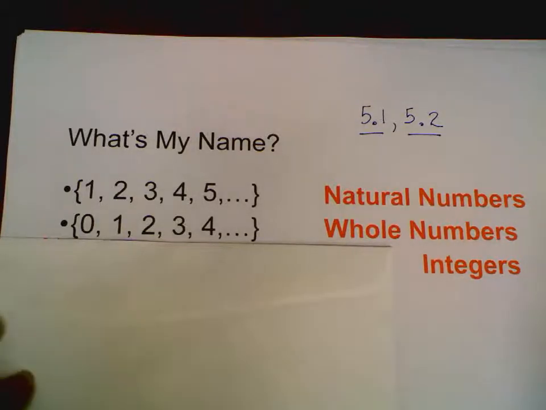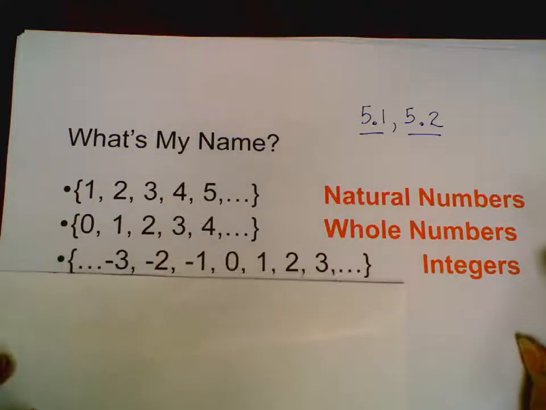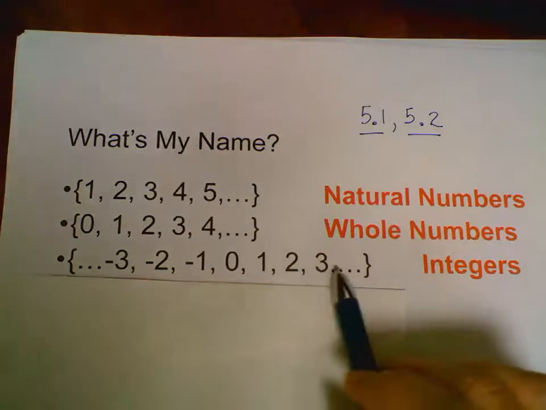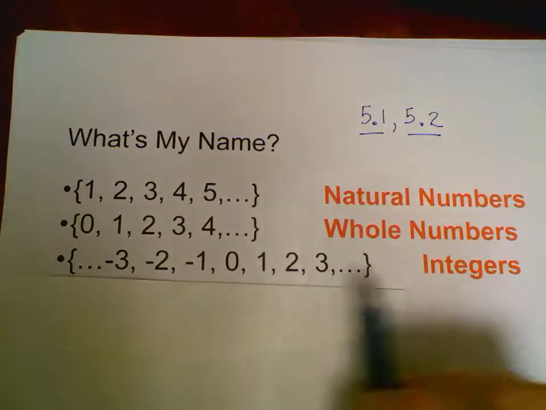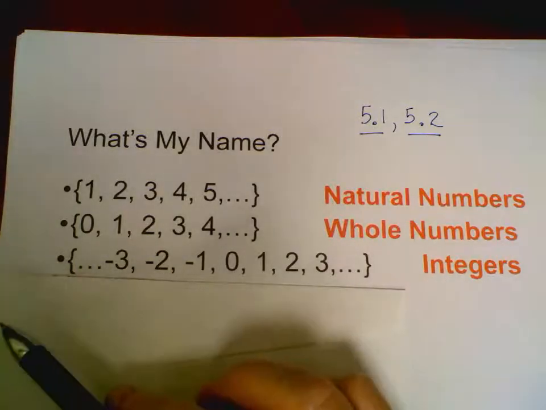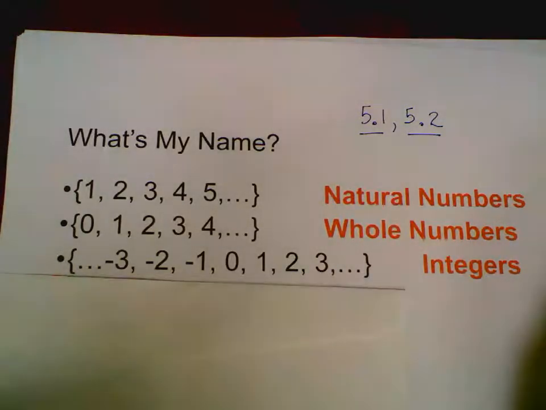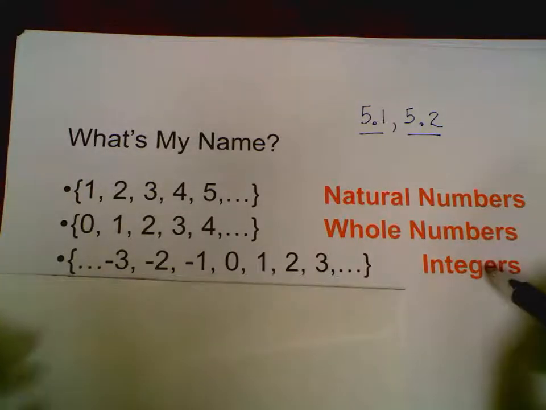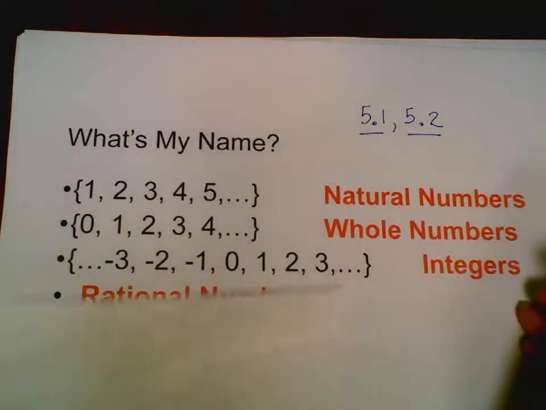What are integers? Integers are all these whole numbers and their negative counterparts. So 0, 1, 2, 3, 4, 5, on and on and on, and -1, -2, -3, -4, on and on to negative infinity. So now we've talked about 3 categories of numbers, and we haven't even included fractions yet.